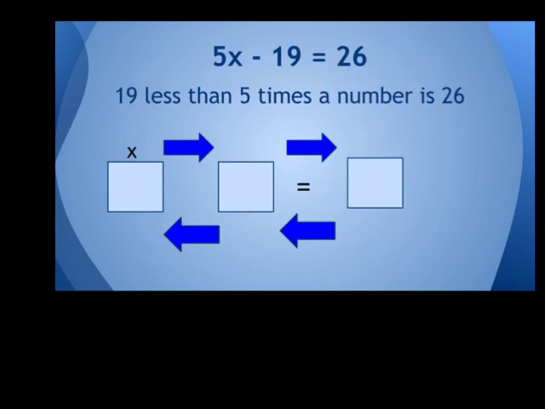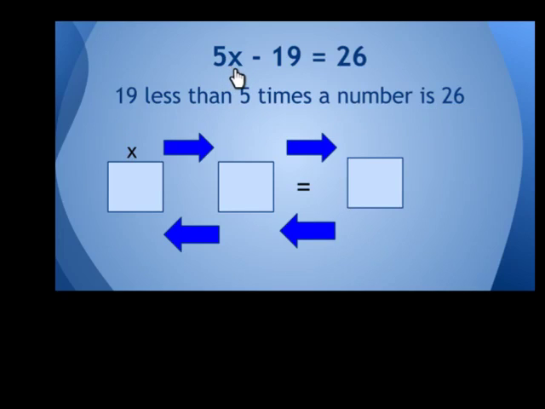Okay, here's a little bit more complicated one. Start with the equation 5x minus 19 equals 26. Our story to go with this would be 19 less than 5 times a number is 26. So thinking in terms of order of operations, this one, don't think in terms of the order of the story. Think in terms of order of operations.